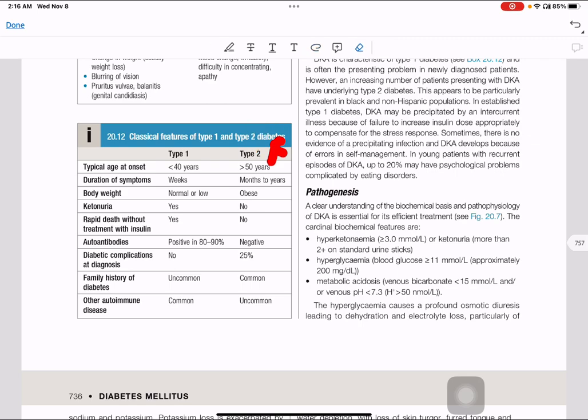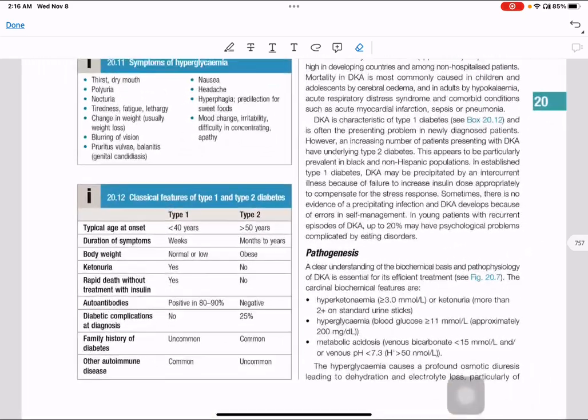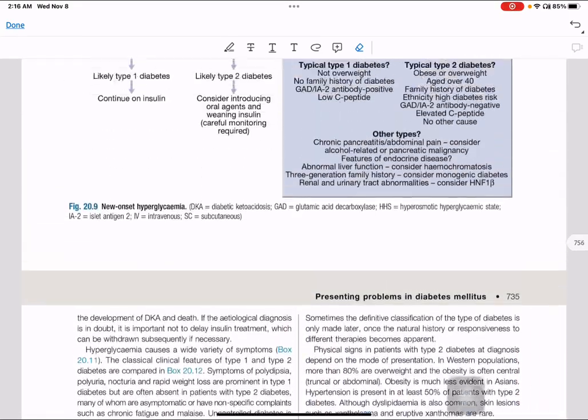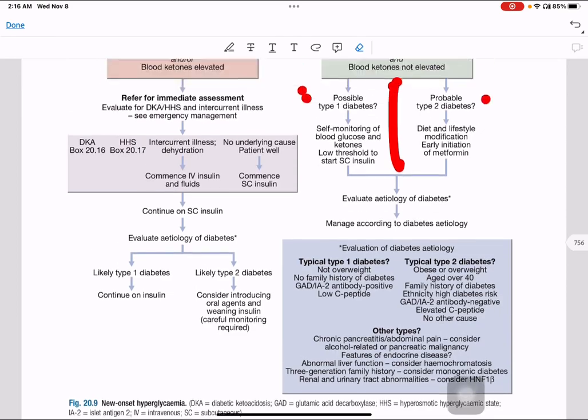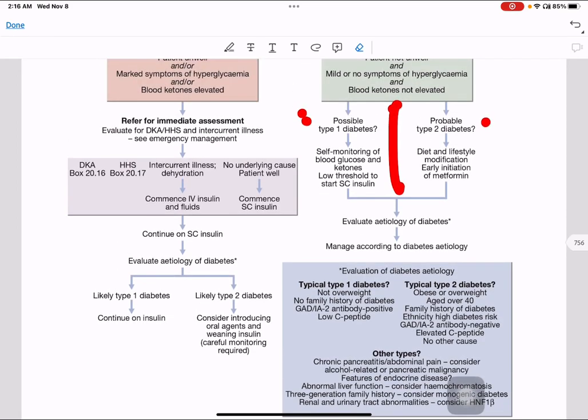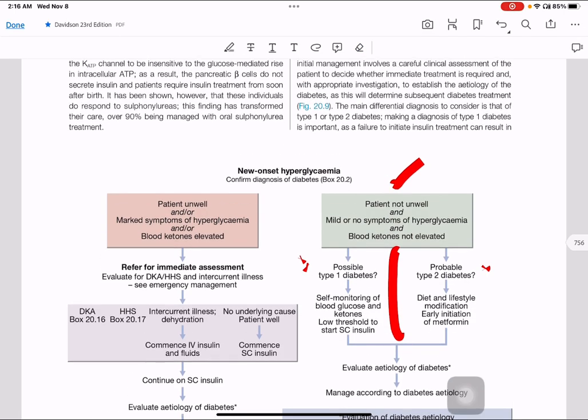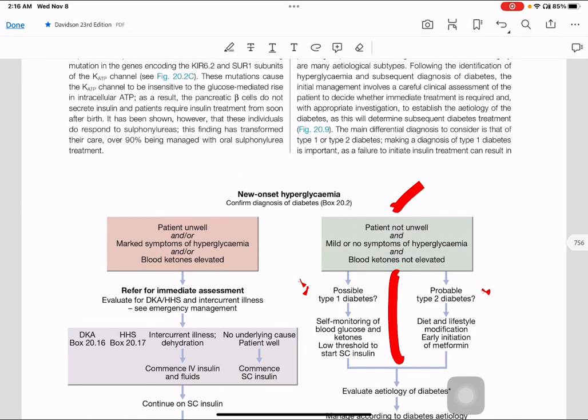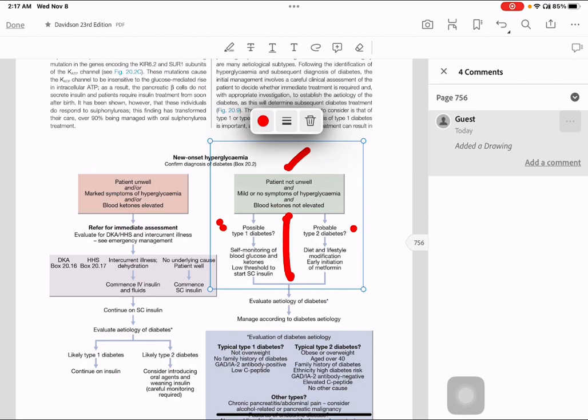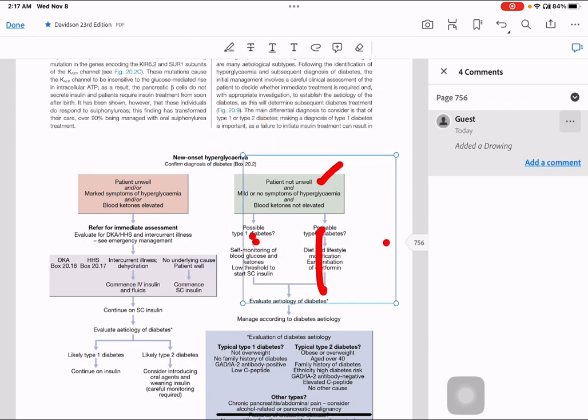So, if we know from this chart, we can very well predict a patient having type 1 or type 2 diabetes mellitus.